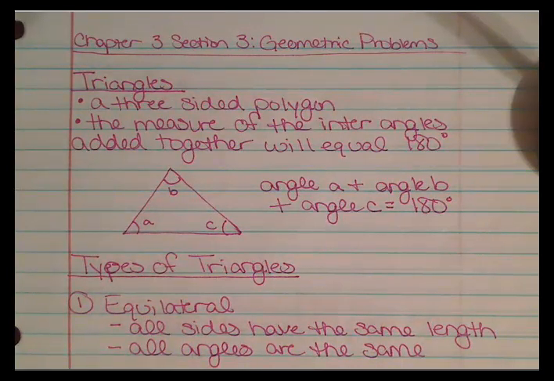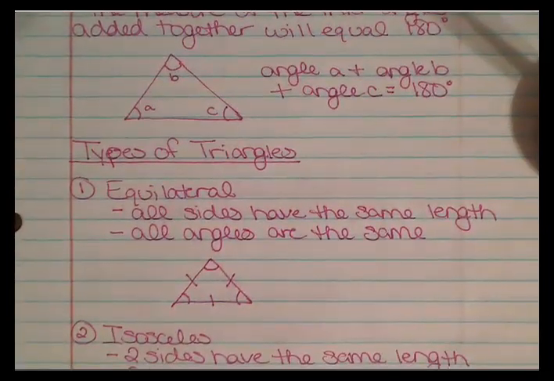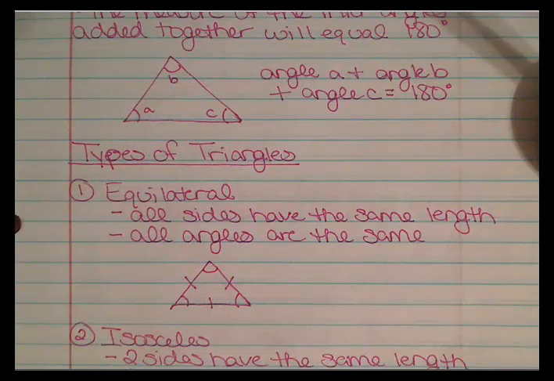Now, there's a couple of different types of triangles, so I'm going to give you examples of all of these. You could see these in your problems. I'm going to slide up. The first type of triangle that you could encounter is known as an equilateral triangle. These triangles, all the sides are the same length and all of the angles are the same.